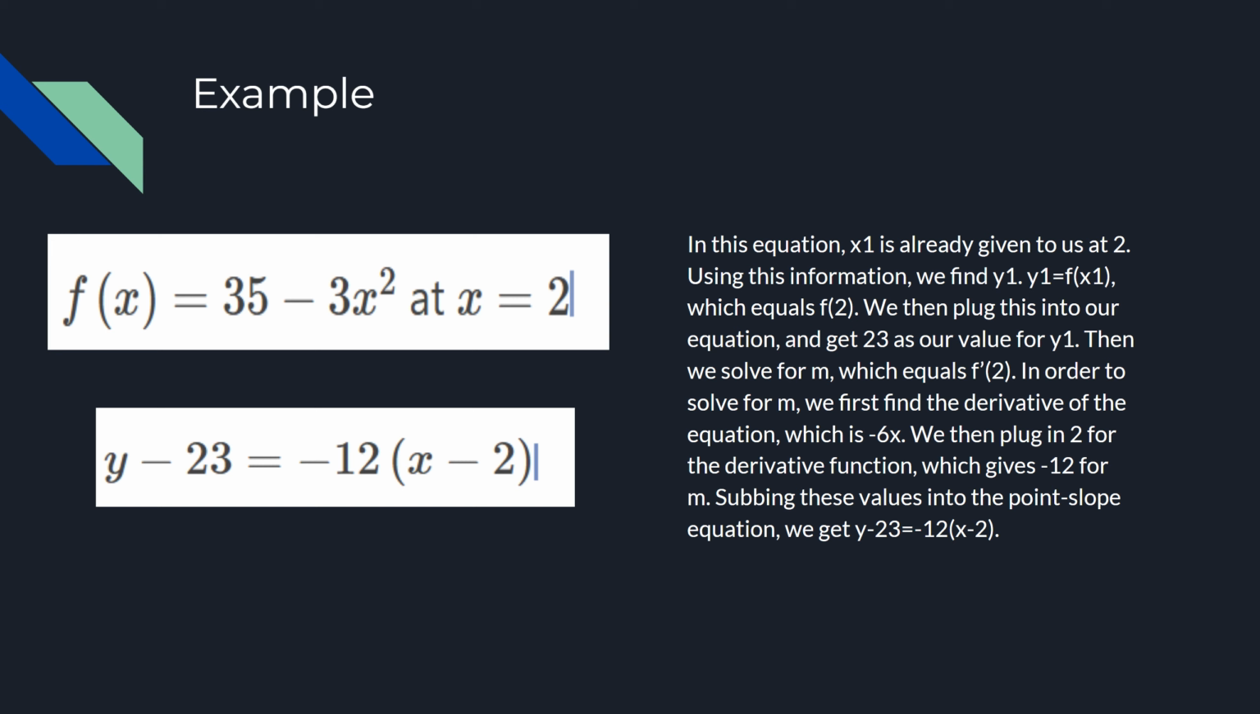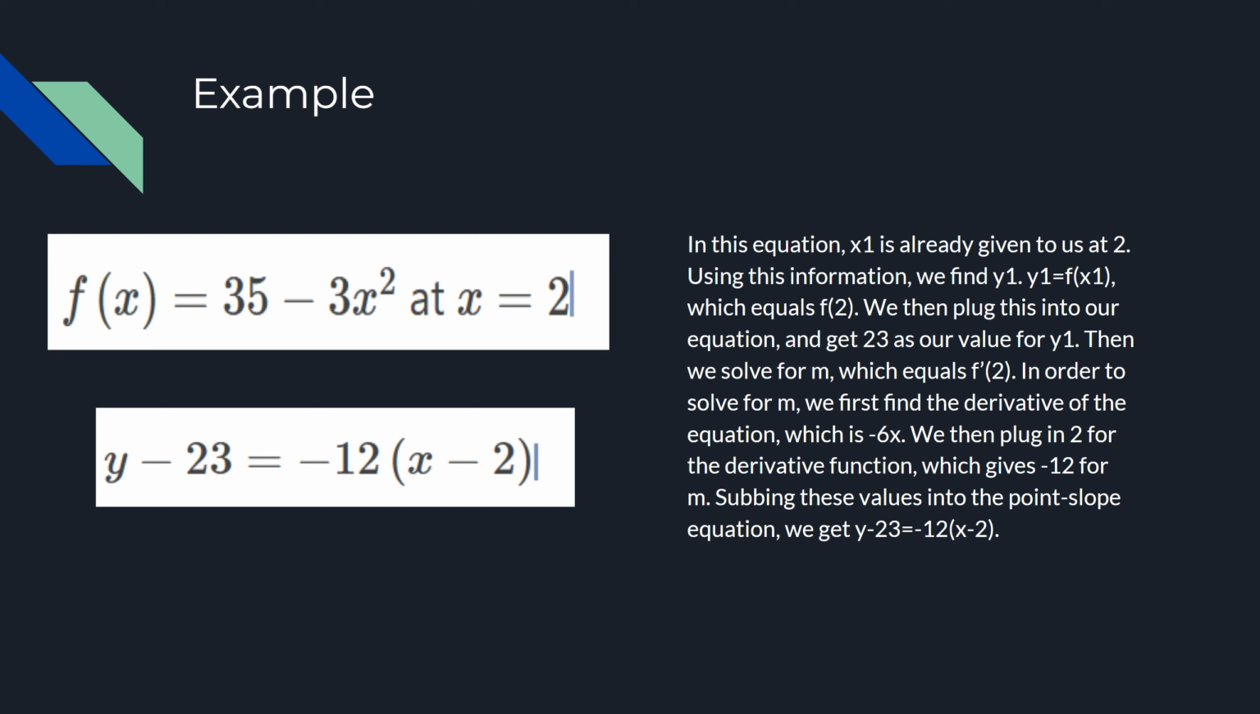Then, after that, we solve for m, which equals the derivative of f of x. And in this case, we would plug in 2. But first, we use the derivative of the equation. And remember, the derivative of a number that is not attached to a variable, like 35, would just be 0. And for this, we use the rule, we multiply the exponent by the coefficient, which would give us -6, and then 2 minus 1 would just be 1. So the derivative of this equation would just be -6x.